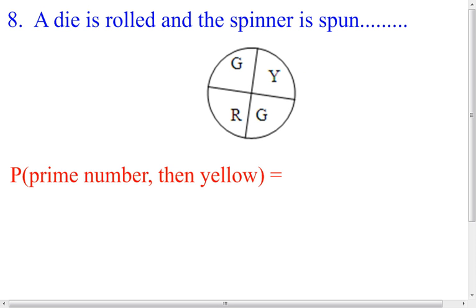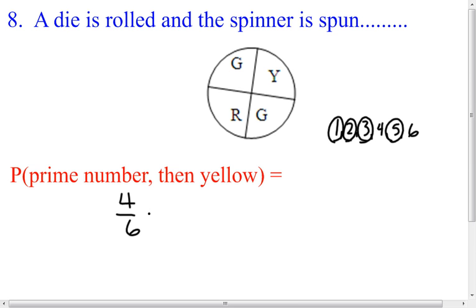All right, a die is rolled and then a spinner is spun. When you roll a die, you could get a 1, a 2, a 3, a 4, a 5, or a 6. Okay? So of those, the prime numbers: 1 is a prime number, 2 is a prime number, 3 is a prime number, 5 is a prime number. So there's 4 out of 6 numbers that are prime.